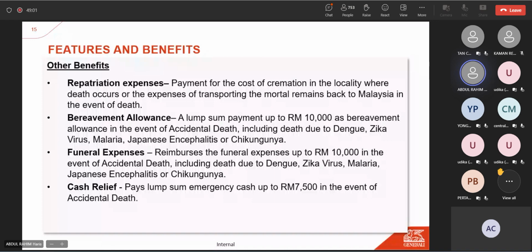Compassionate care applies to each child below 12 who is hospitalized. There is no limit on whether it's an overseas admission or a local admission, but it's 200 ringgit per week. That's the benefit: 200 ringgit per week for compassionate care.